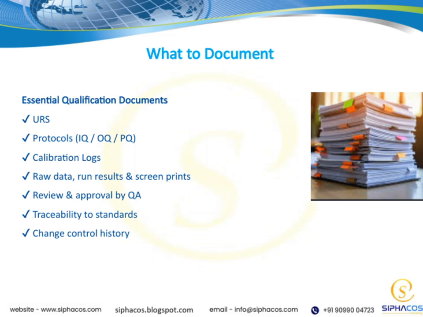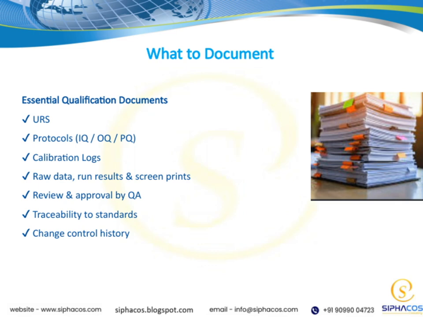First, the Essential Qualification Documents, or EQDs, are fundamental because they provide the baseline information about equipment, processes, and personnel qualifications. Next, we have the User Requirement Specifications, or URS, which clearly outline what the system or equipment must do to meet user needs. Protocols are also critical, covering Installation Qualification, IQ, Operational Qualification, OQ, and Performance Qualification, PQ. These documents verify that equipment is installed correctly, operates as intended, and performs consistently.